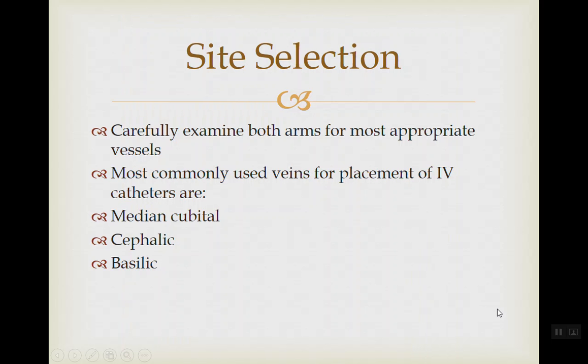Okay, so selecting a site for injection. We always want to examine both arms very carefully. Who's the best person to ask which arm you should use? Right, because the patient knows their veins better than anybody.